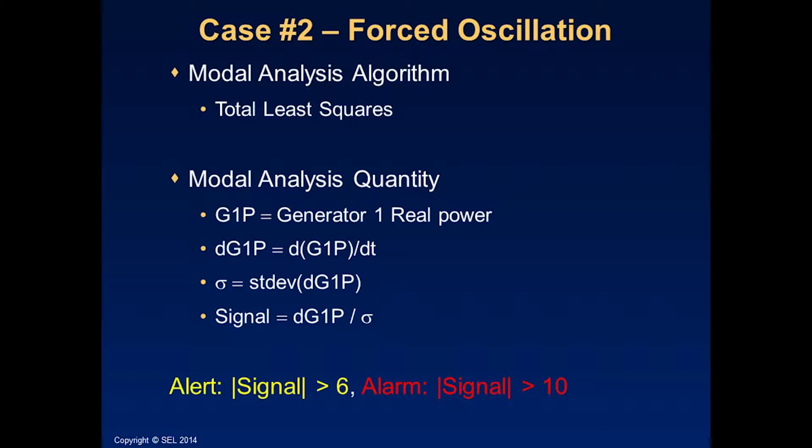The alert and alarm thresholds are set to 6 and 10 standard deviations respectively. The modal analysis technique employed here is total least squares.